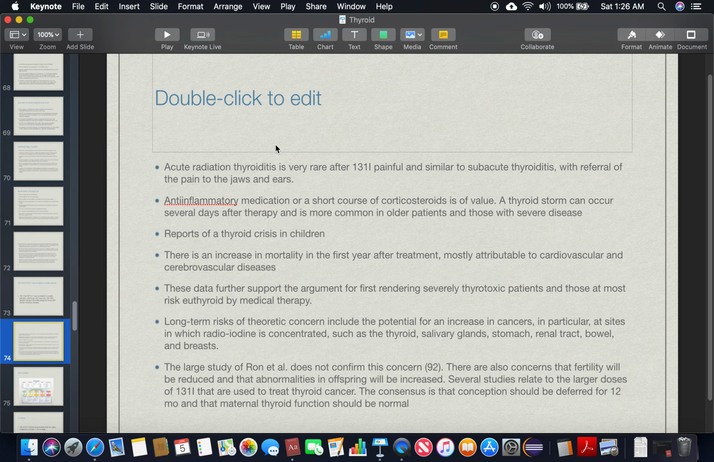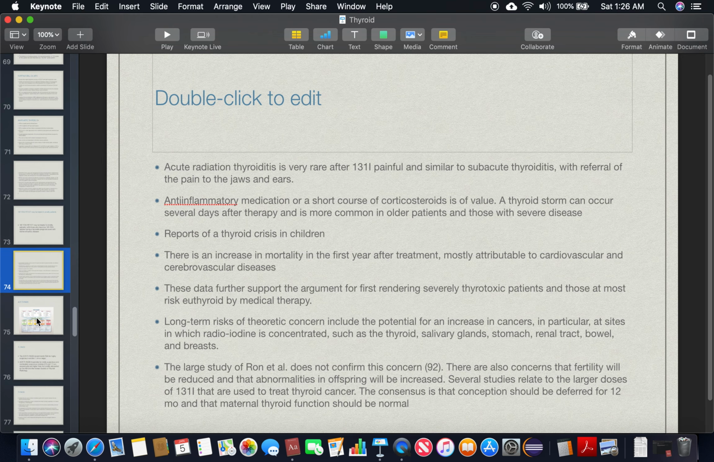Well, there is radiation thyroiditis, so you can give anti-inflammatory drugs, maybe steroids. A thyroid crisis is a problem in thyrotoxicosis patients. Long-term risk, well, there was a concern about cancer, but it has been found that it is not really a big concern, and also increased risk of any abnormalities in children, offspring has not been found.